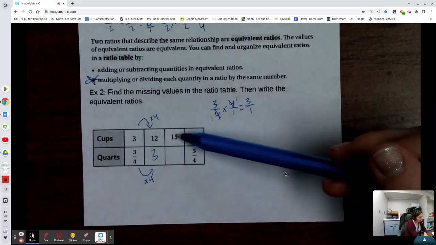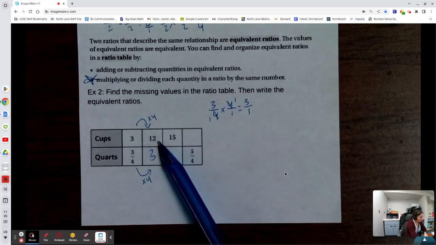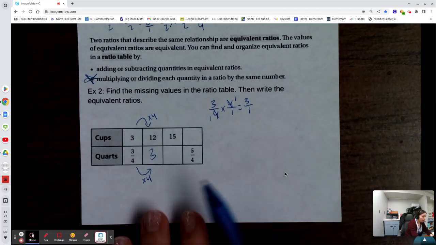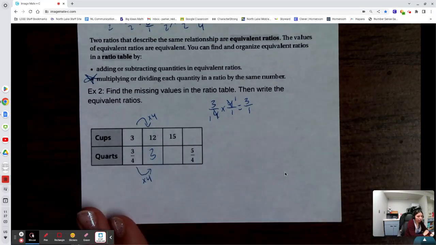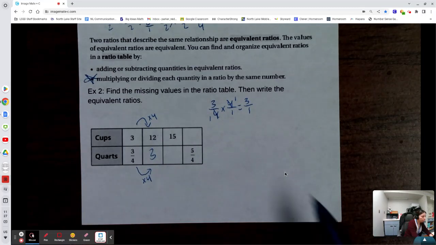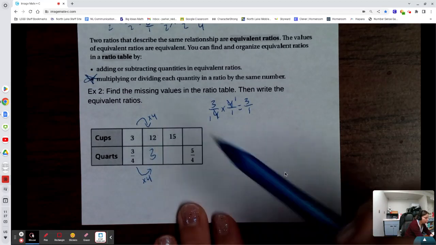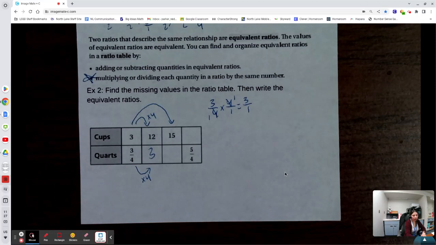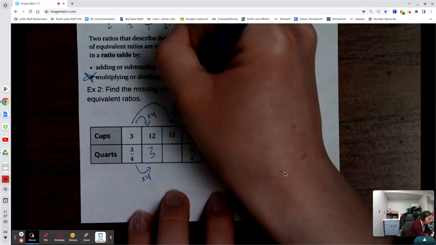All right, what about 15 cups? Well, this time, if you try and look at 12 and go straight to 15, that's a little trickier to do. There isn't a clear number to multiply 12 by and get to 15. But since all the ratios in a table are equivalent, that means I can go from any ratio to any ratio. So I don't need to go from the neighbor to 15. I could back up to 3 and go from 3 to 15. And in my opinion, that's going to be better because I know 3 times 5 is what makes 15.